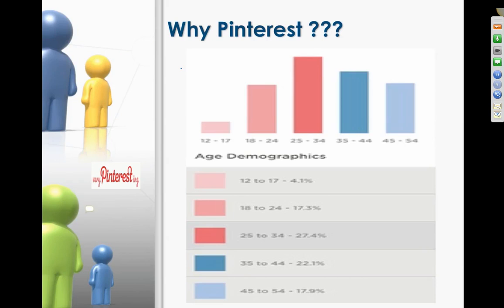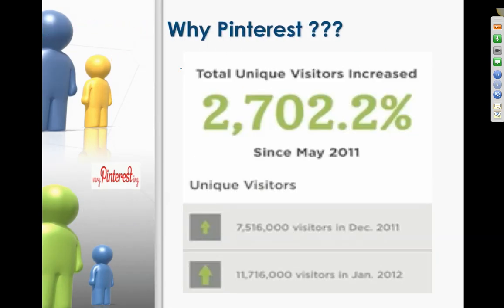Looking at the age demographics on Pinterest, the highest is 27.4% at 25 to 34, 22% at 35 to 44, and 17.9% at 45 to 54. So certainly the 25 and up age group is who you've got on Pinterest. And when you're looking at travel and tourism, those are the people that have the money, those are the people that travel, those are the ones that make the buying decisions. So we've got a nice fit between the age demographics and your target markets.